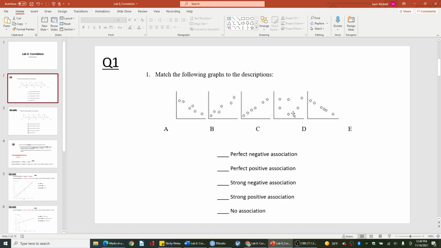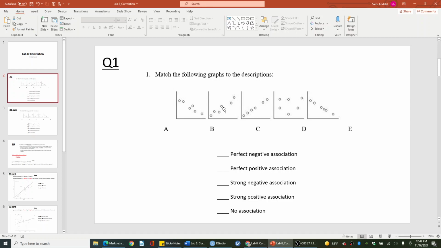Also consider the strength. The strength of association you can tell by looking at how the data points or the subjects are clustered around a line, like a best fit line. So if you're comparing B and C, C has a stronger association than B does because you can see how close these data points are to the mean as opposed to B.